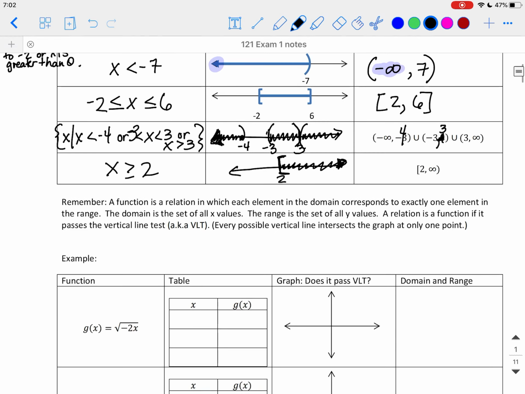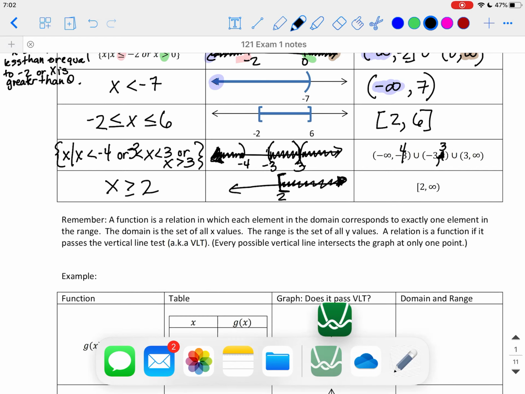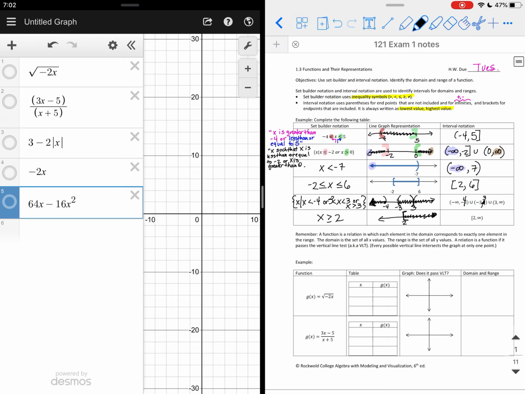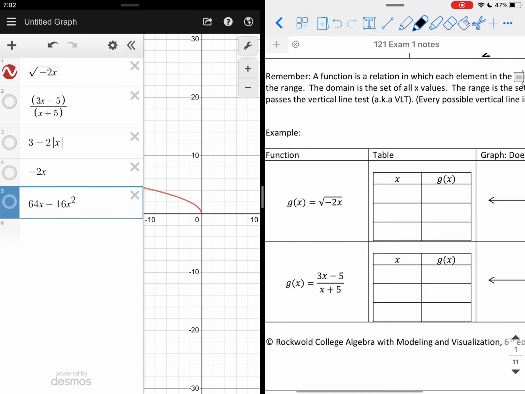So we have these examples here. I'll start off with this one. And does it pass the VLT, which is the vertical line test? And we're going to do the domain and the range. So we have g of x is equal to the square root of negative 2x. So let me have Desmos here. And so I already graphed it, already put it in Desmos. So square root of negative 2x. Let me zoom this right here.